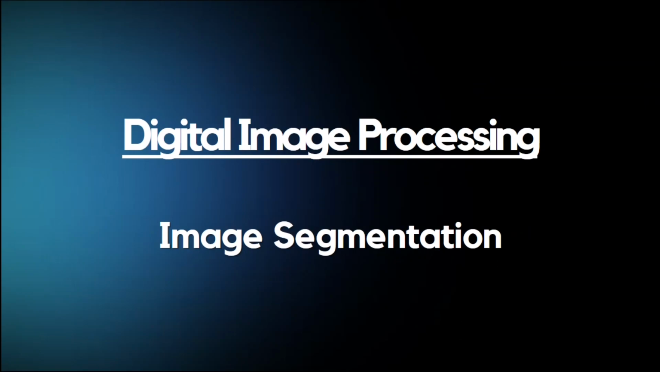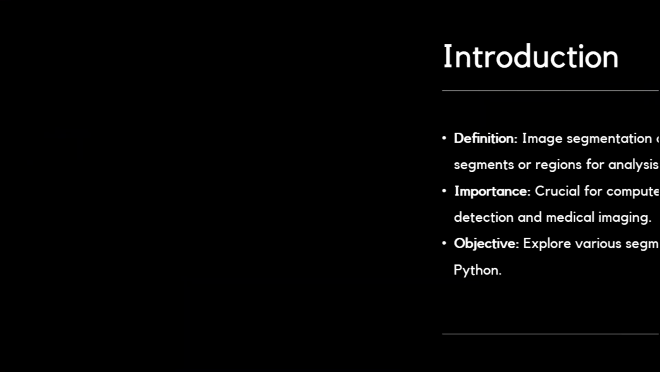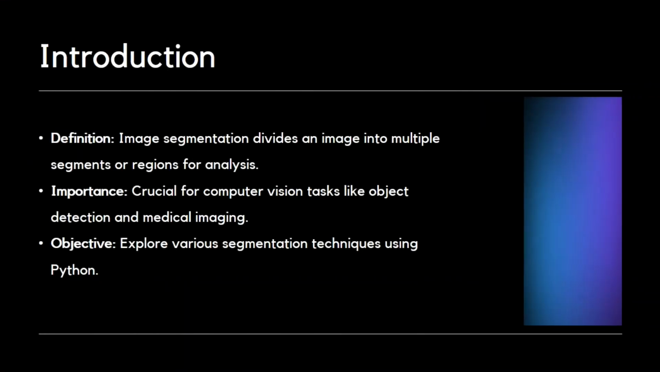Today, in this tutorial we are going to see image segmentation using Python. Image segmentation is a fundamental task in computer vision that involves partitioning an image into multiple segments or regions. It plays a crucial role in various applications such as object detection, image recognition, medical imaging, and more.